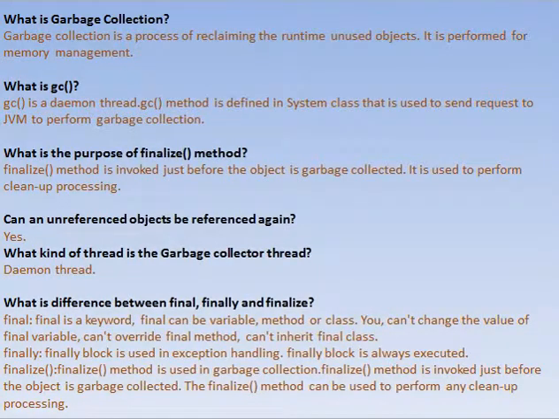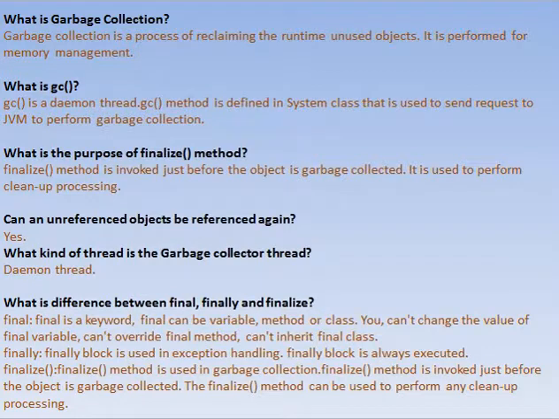What is the purpose of finalize method? Finalize method is invoked just before the object is garbage collected. It is used to perform cleanup processing. Can an unreferenced object be referenced again? Yes. What kind of thread is the garbage collector thread? Daemon thread.